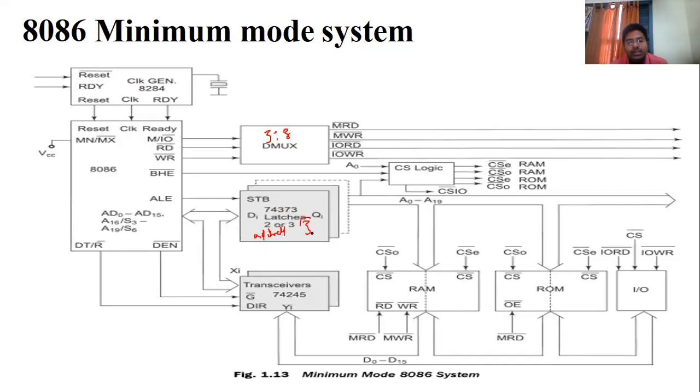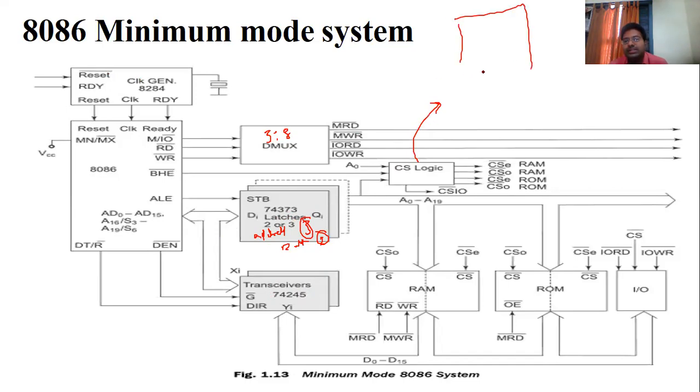How many latches are there? 3 latches. This is the address latch, 3 latches, and for data purpose you require 2 latches. Totally 5 latches are there. This is the transceivers. So this is the DEMUX. And now this is another one, control logic.